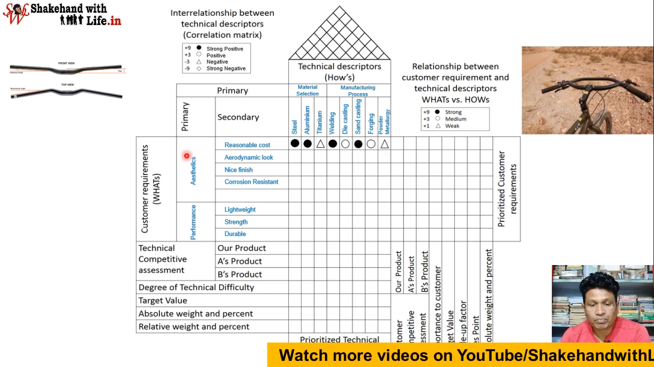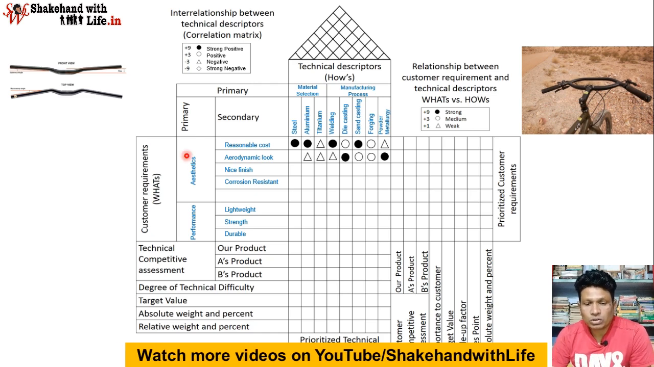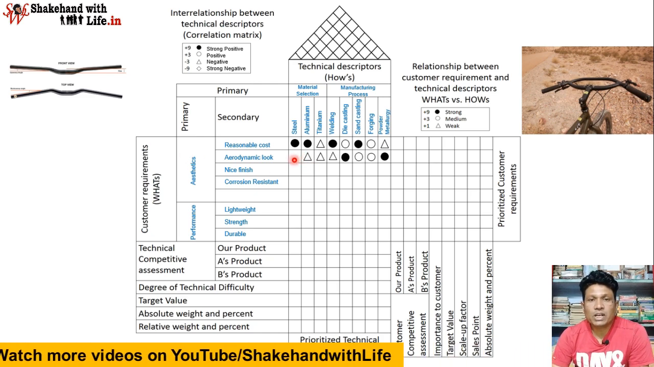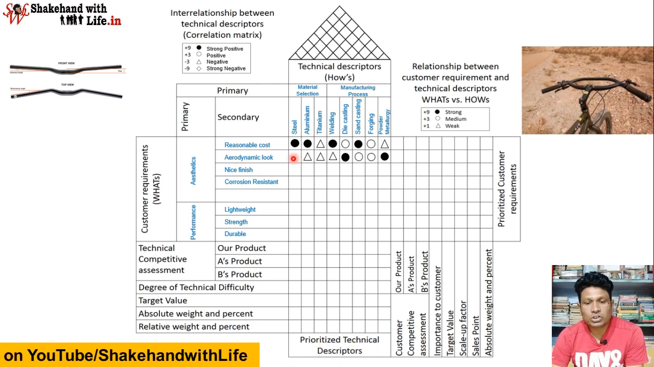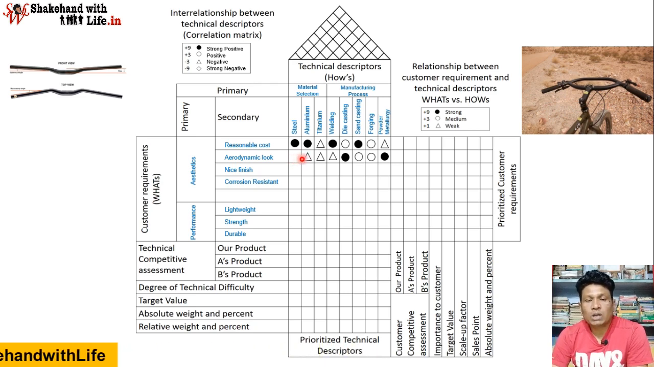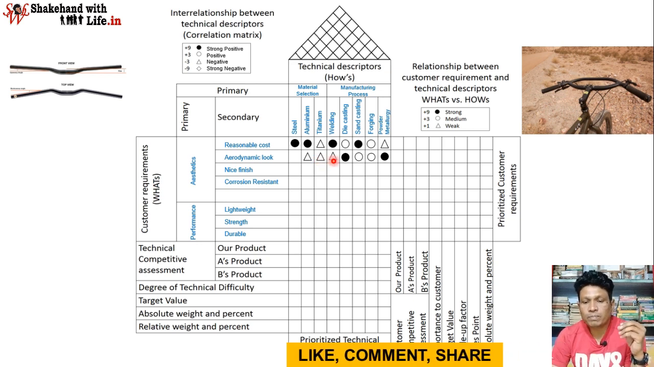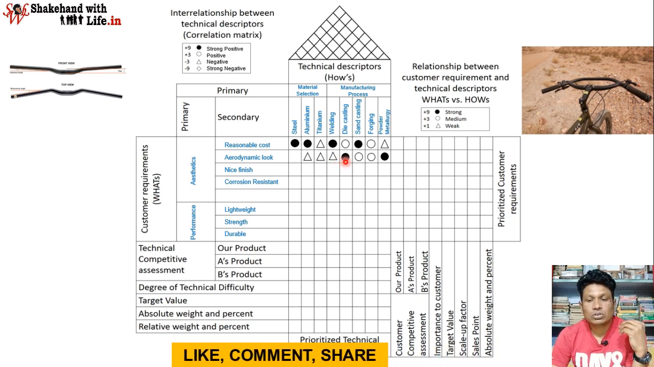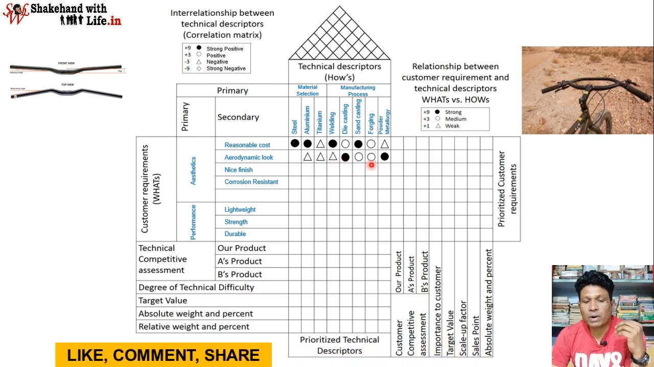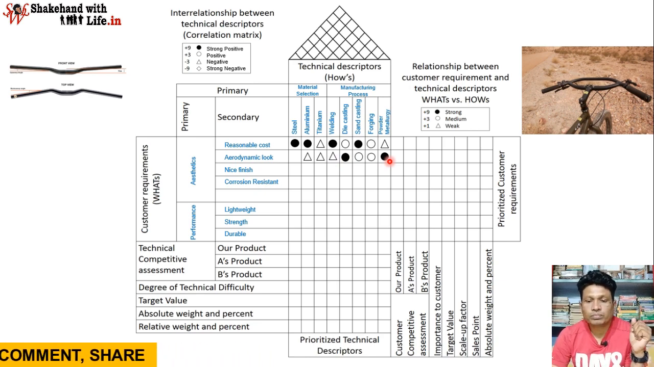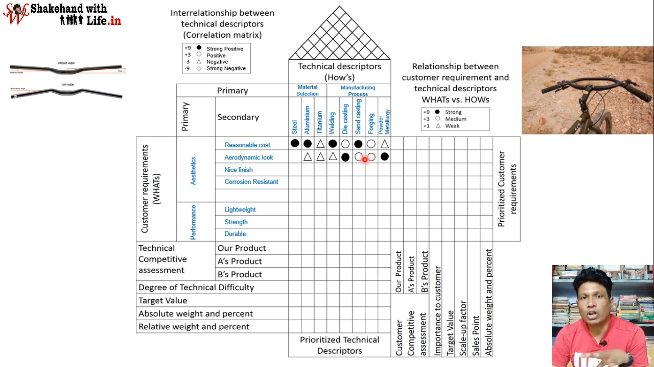Now for taking aerodynamic look, there is no relationship between steel and aerodynamic look. That means there is no relationship. And for aluminum and titanium, we have a weak relationship for aerodynamic look. And if we talk about the manufacturing process, then we have weak relationship for welding, but we have strong relationship for die casting and powder metallurgy in case of aerodynamic look. And for sand casting and forging, we have medium relationship in case of aerodynamic look. Now we take nice finish.